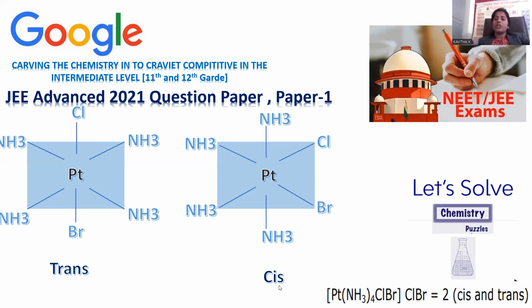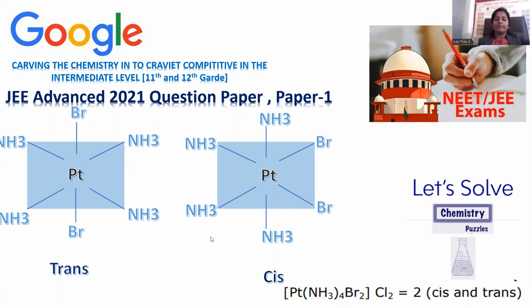Cis trans is a geometrical isomerism, we can say. And the third possibility: platinum NH3 taken 4 remains common for all the complexes, and the other change we made is that 2 bromo are taken inside, and 2 chloro are taken outside the sphere.